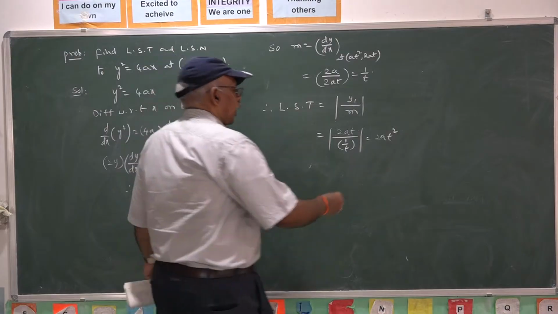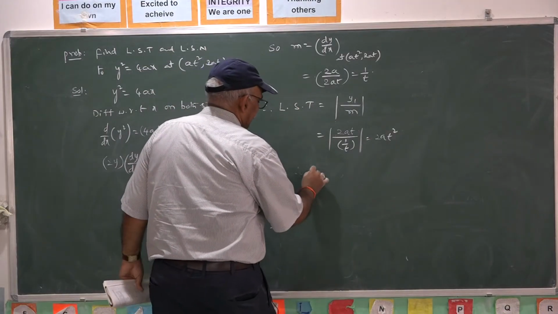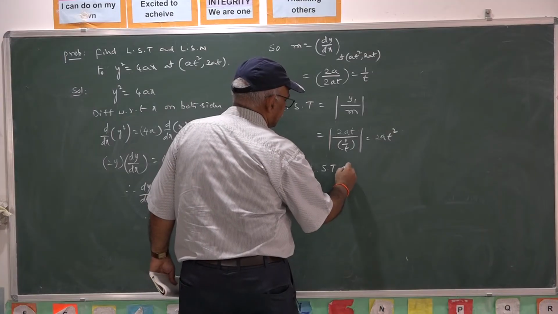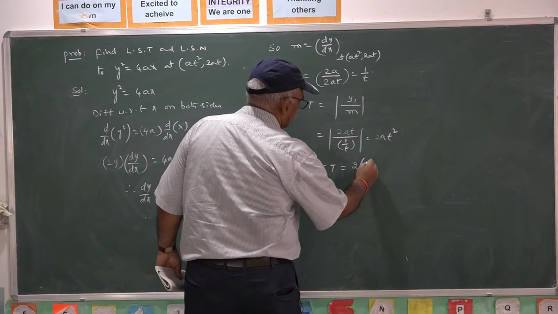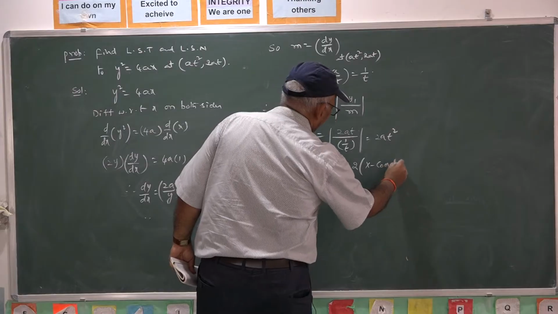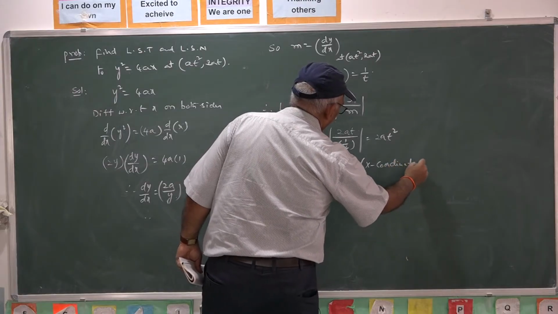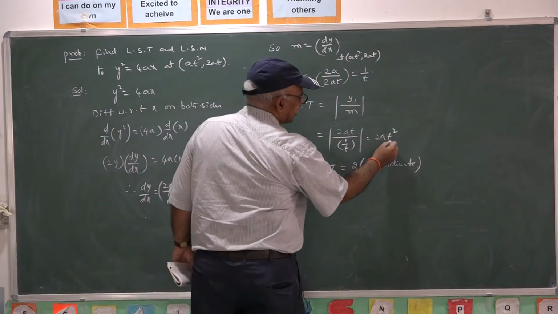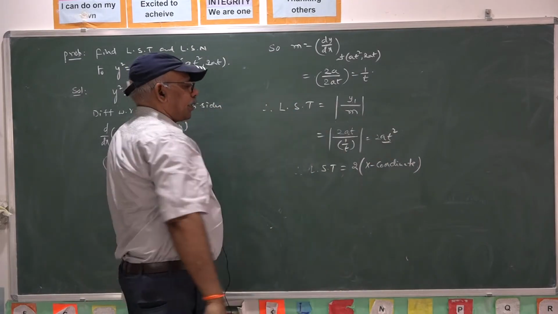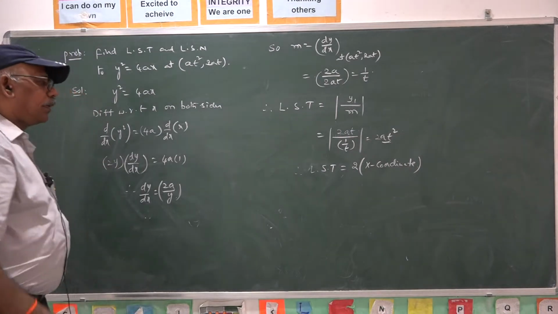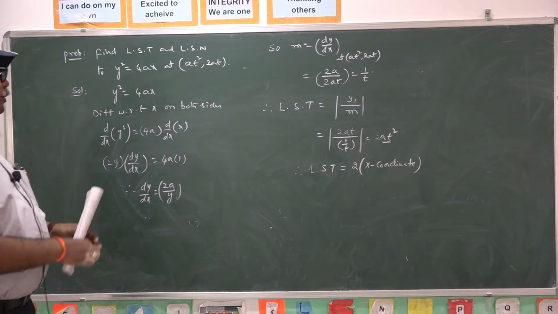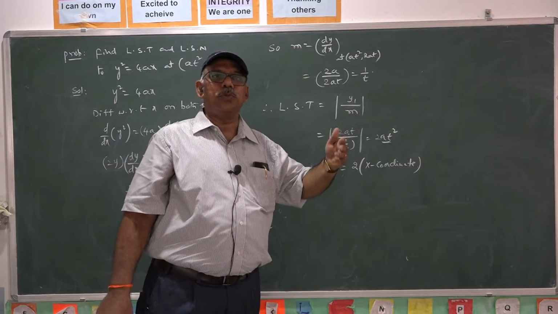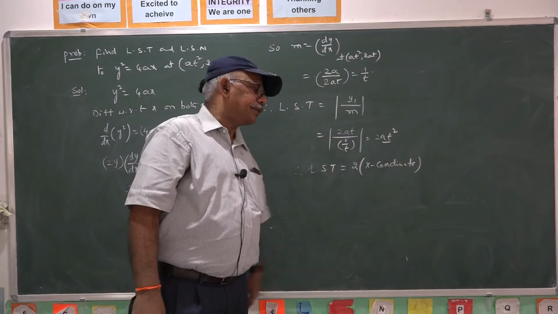So, the abscissa of the point. Therefore, the length of subtangent is equal to twice that of the x coordinate. The x coordinate of the point, because this is the x coordinate at square, twice that of the abscissa. So, the length of the subtangent on the parabola y square equal to 4ax at any point is twice its x coordinate.